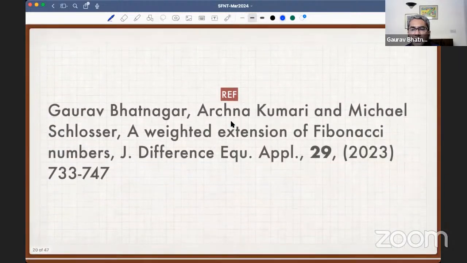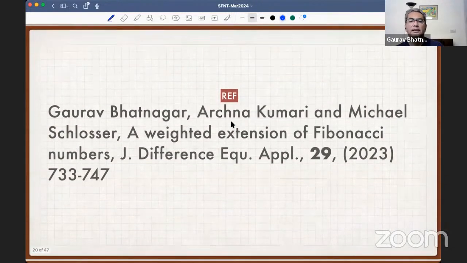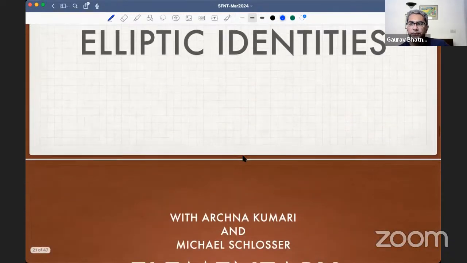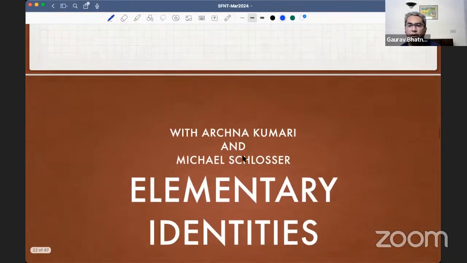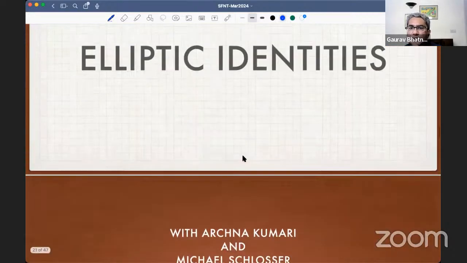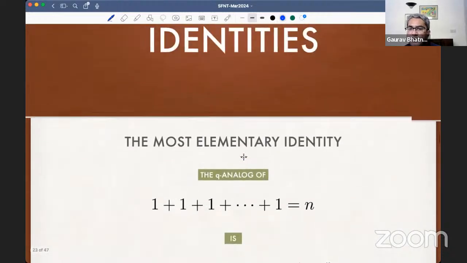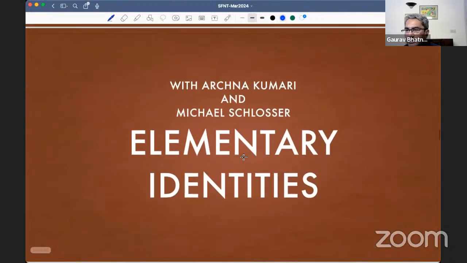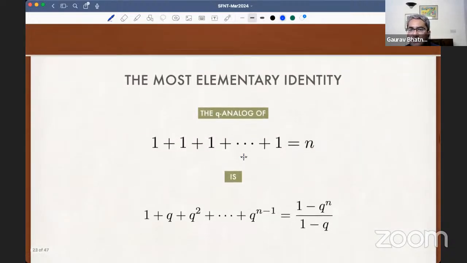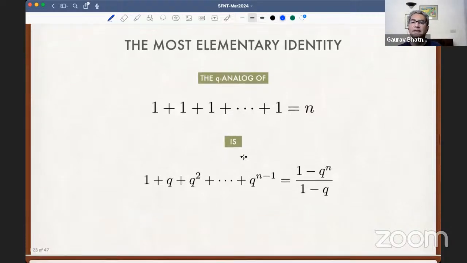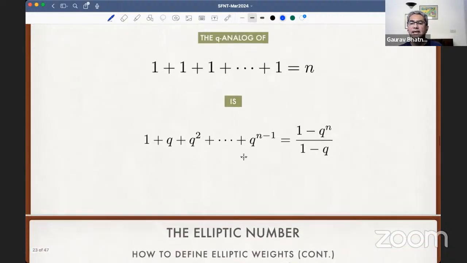Okay, so I'll go on from here. This has already been published. It's come out in the Journal of Difference Equations and its Applications, and we give some more identities of the kind. So now let me go on to elementary identities. So the elliptic identities, that's part 2, and the first one is again with Archana and Michael. So now we've got a lot of Fibonacci identities. We could get them through telescoping, and a lot of these elementary identities also can be done by telescoping.